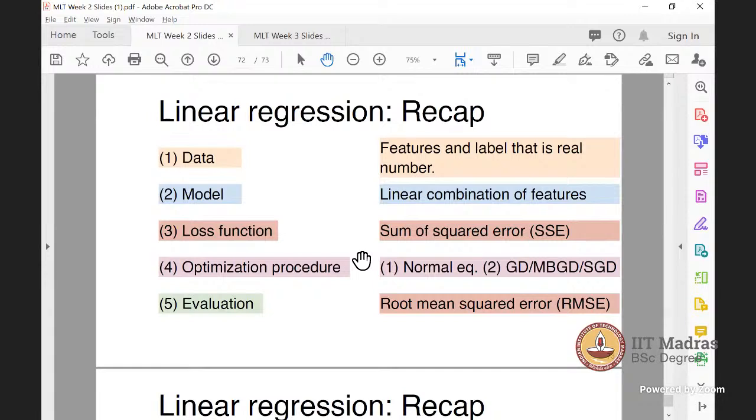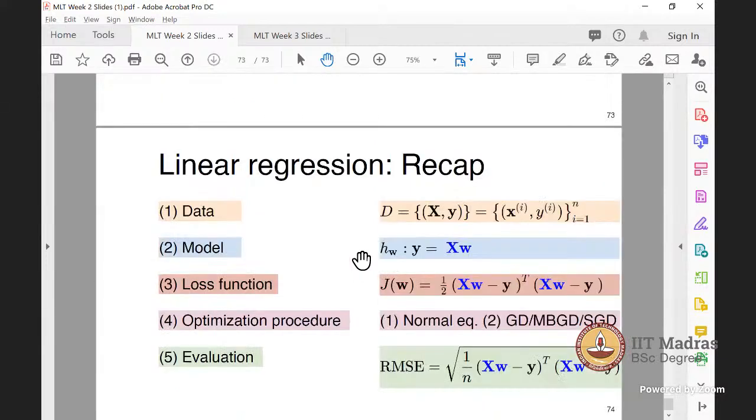Now this is the recap of the entire linear regression week, which is week 2. What is the data? What does your model look like? What is the loss function? The two possible optimization procedures, and your evaluation metric. And in the next slide, all these details are also there.